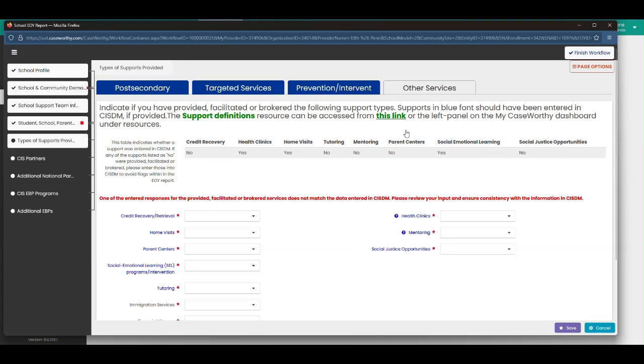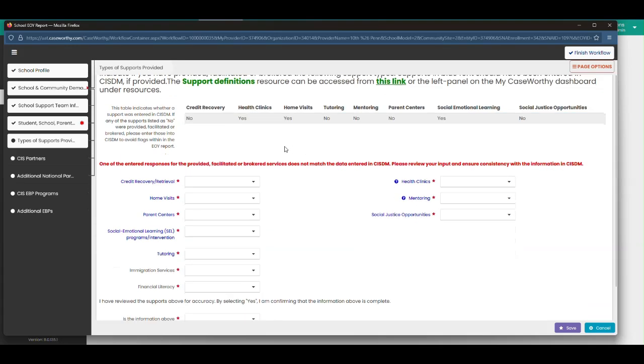The last page, other services, we have an ever-increasing amount of other services that are tracking in this way, so credit recovery, health clinics, home visits. Some of this, like health clinics, if you hover over the question mark here, you're going to see a drop down of support categories that you could have used in System that will count for health clinics. So there is no health clinic support in System, but if you provided an activity under health screening or vision screening or physical fitness, that would be considered as a health screening. And so for health clinics, in this table, we have a yes. So we need to put a yes here.